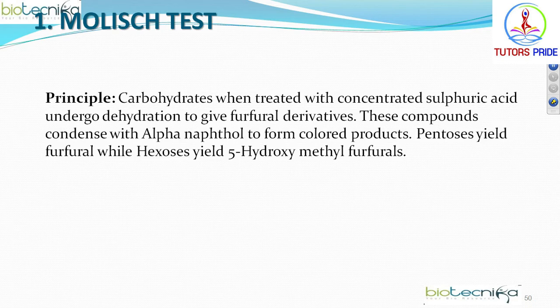Molisch reagent is nothing but alpha naphthol with sulfuric acid, treating the carbohydrate with alpha naphthol and sulfuric acid. So, the composition of Molisch reagent, they will ask: what is the composition? Sulfuric acid and alpha naphthol.